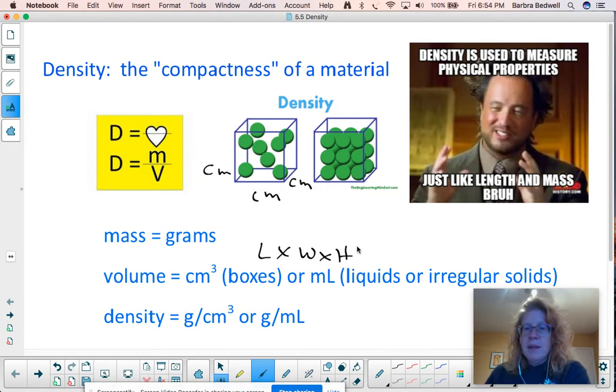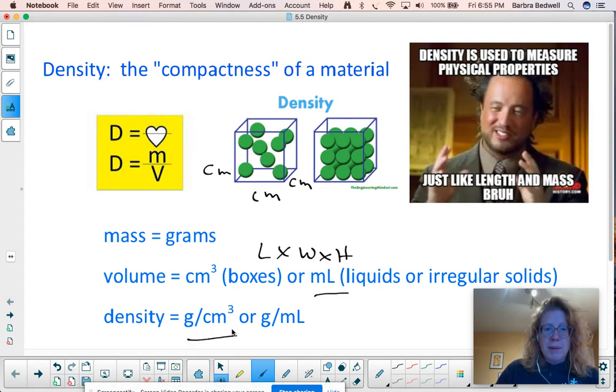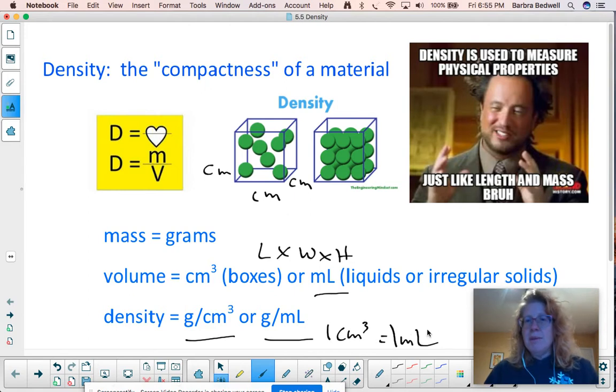If you're doing milliliters, that's for irregular solids, something a little bit different. You could drop a rock into some water and get the amount of milliliters, or you're just talking about liquids themselves. Then, if you're doing mass divided by volume, the units of density are typically recorded in grams per cubic centimeter if it's a box or a cube, or grams per milliliter. There is a relationship between these: a cubic centimeter and a milliliter are the same thing. That's a nice little trick to help us move on with these.